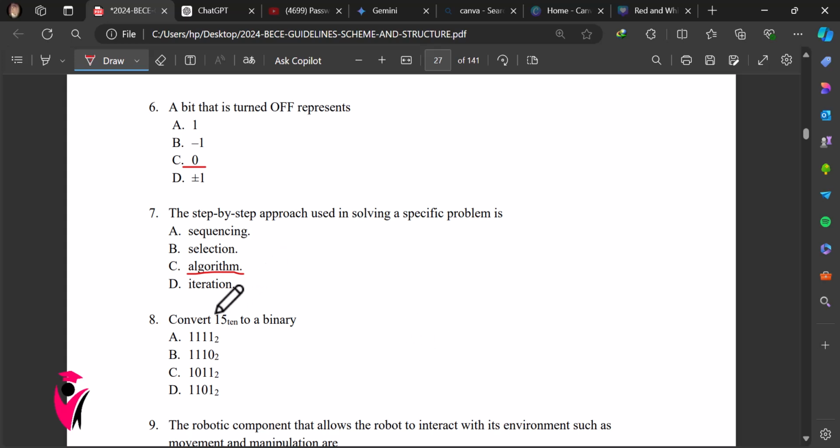Number 8, convert 15 base 10 to binary. I remember I learned this. This is number base. I learned this when I was in primary. Yeah, I remember. Now, what is this doing here? You may be asking, this is computing. What does computer have to do with conversion of bases? Well, it all boils down to how computers operate. Computers only understand 2 digits, which are 0 and 1. And this 0 and 1 is binary. But human beings, we understand 10 digits, which span from 0 to 9.